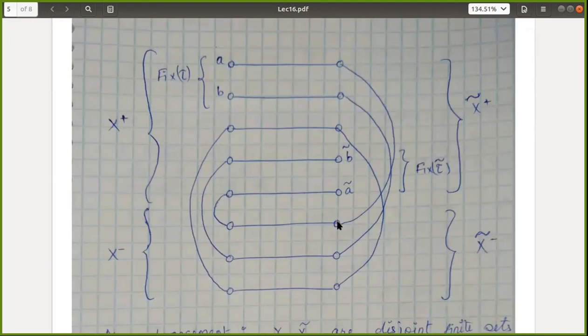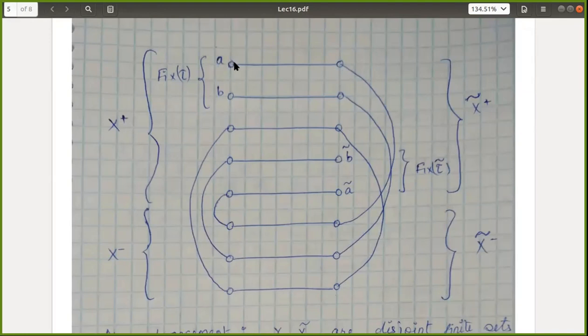Similarly, this is an x tilde minus. It is going to this element. This goes to this element, and this goes to this element. This element goes to itself, this element goes to itself by the tau tilde. Okay. So this way we have drawn all the edges in this diagram.